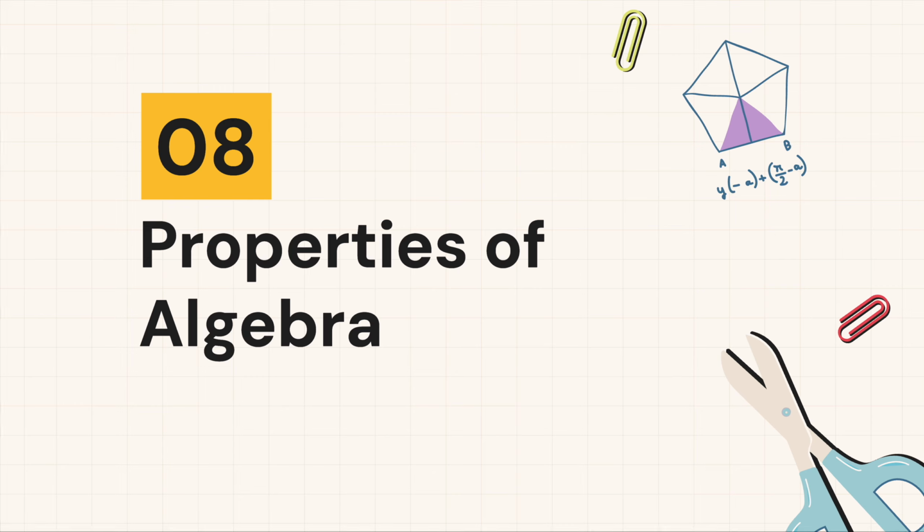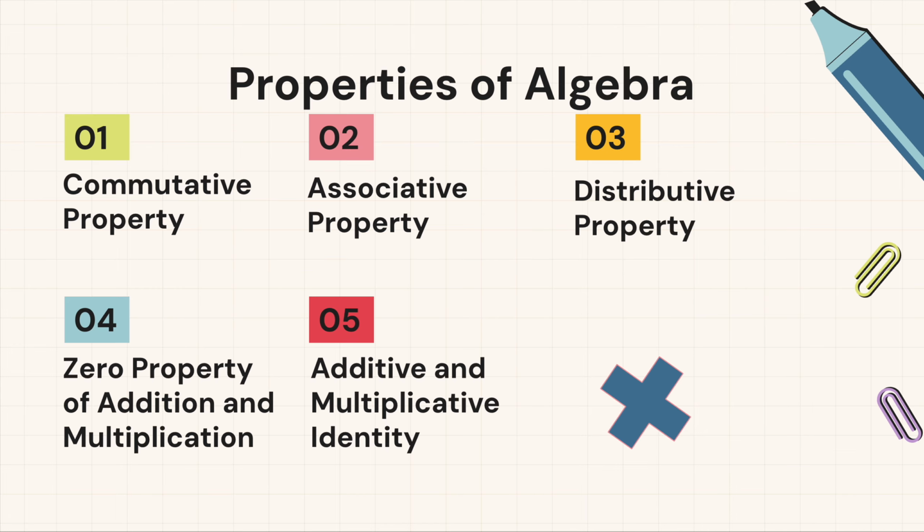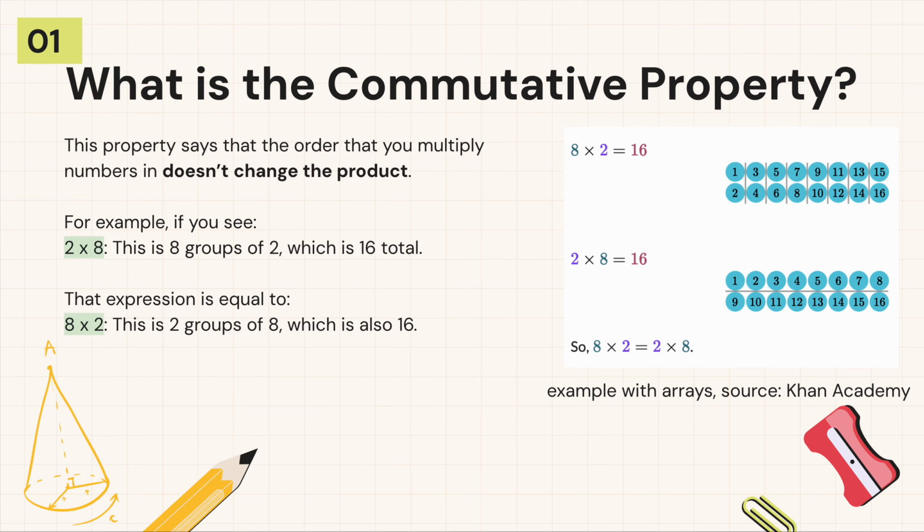Hello and welcome to Unit 8 of Intro to Algebra, Properties of Algebra. In this unit, we cover these 5 topics. This includes the commutative property, the associative property, the distributive property, the zero property of addition and multiplication, and the additive and multiplicative identity. The first thing we talk about is the commutative property.